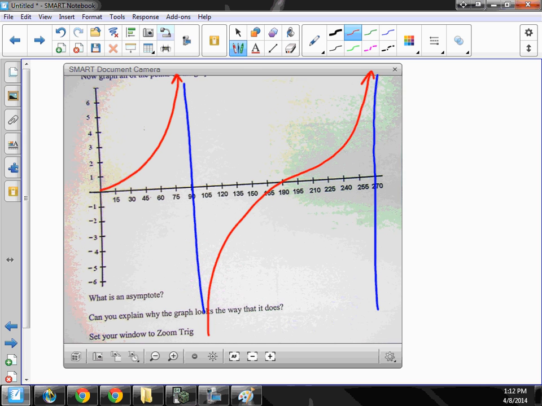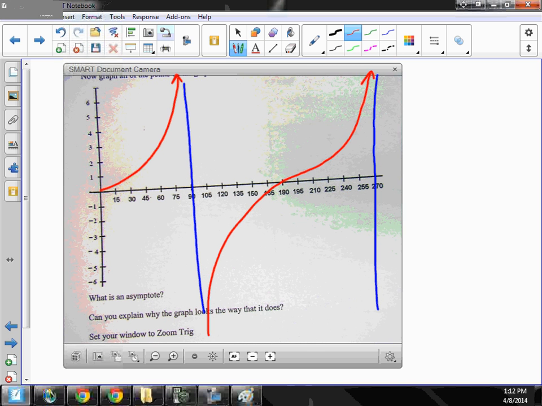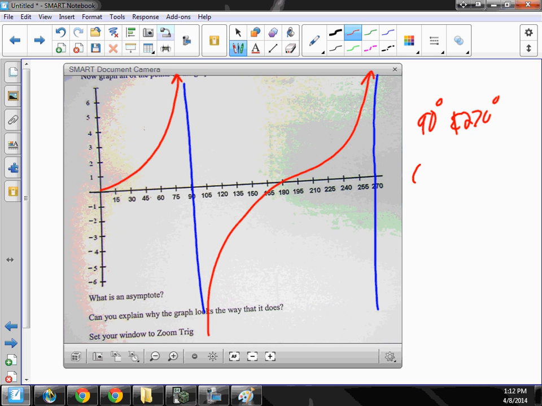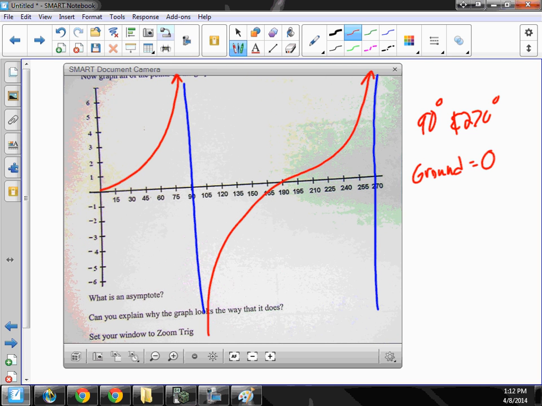Okay, so why does that happen? Why does the graph not exist at 90 or 270? Why is it infinity? There's no ground. So at 90 degrees and at 270 degrees, the ground equals 0. So the ratio of the wall and ground is an infinite percent or a negative infinite percent.